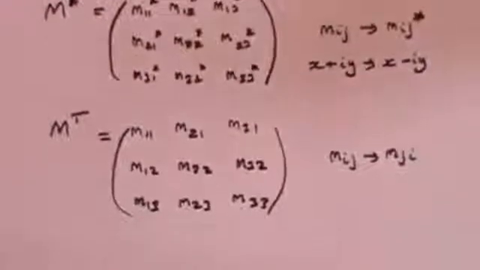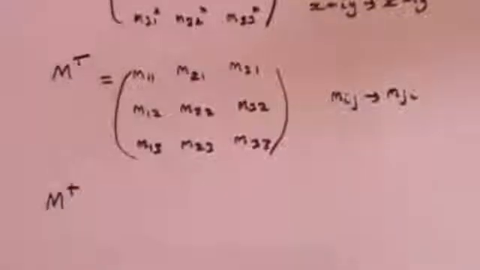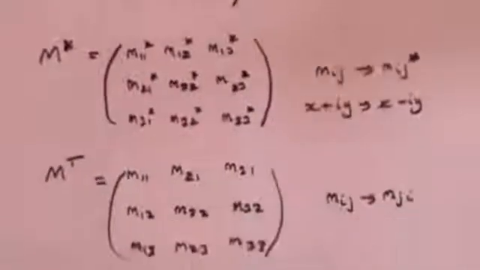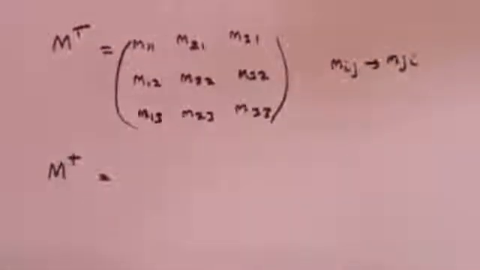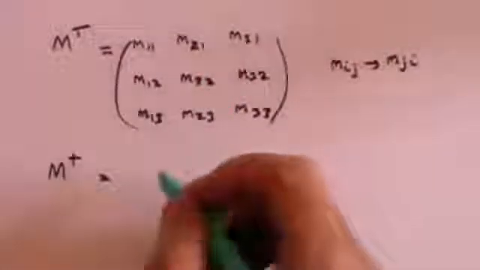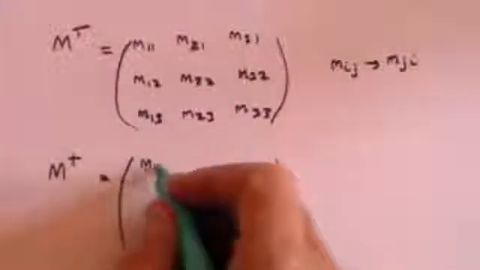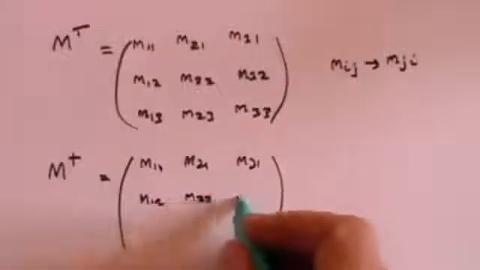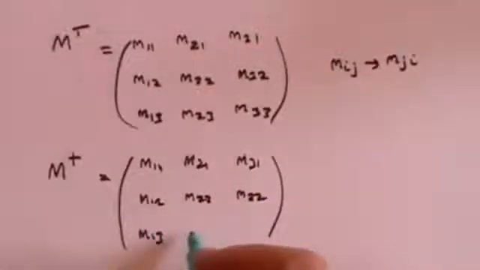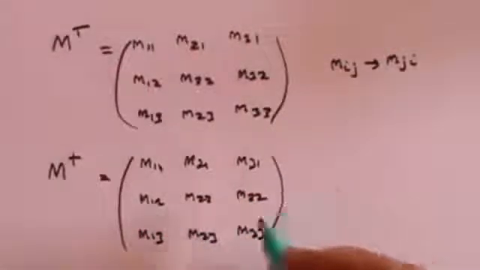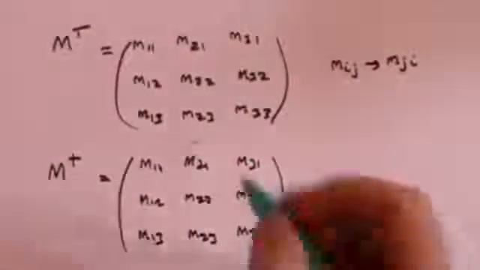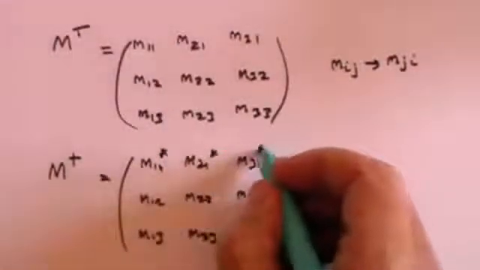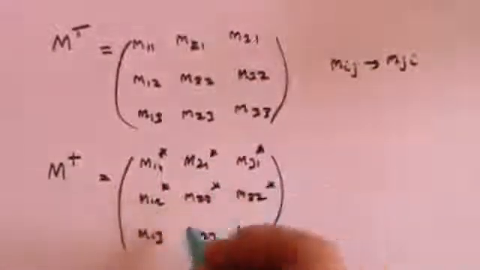Well, now I must introduce you to another matrix, which is called M dagger, and that is a combination of these two. It's both a complex conjugate and a transpose. So first of all, we have to take the transposed matrix, which is M11, M21, M31, M12, M22, M32, M13, M23, M33. That's the transpose matrix, that's just that. And now we complex conjugate every term. And we know what that means.